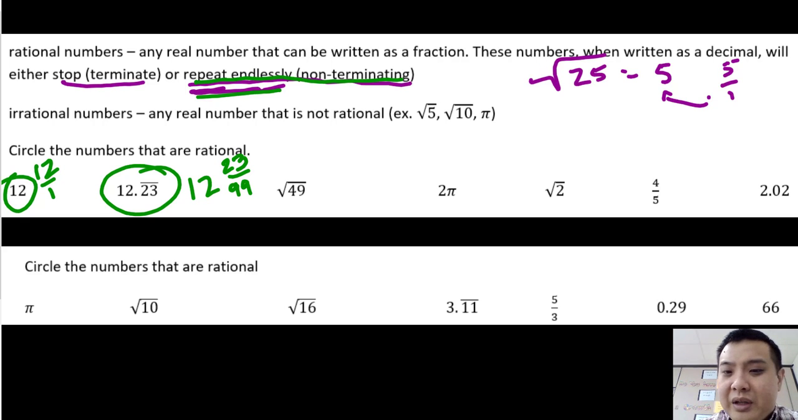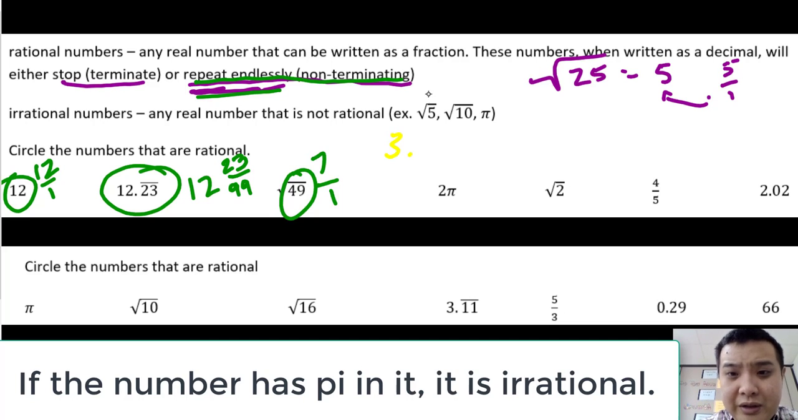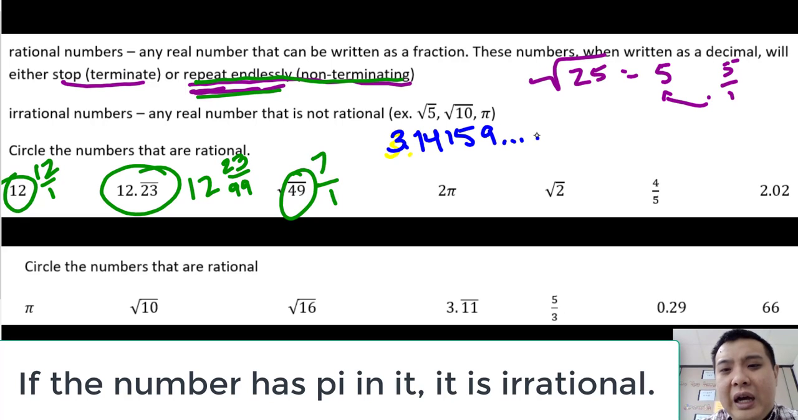Here, square root of 49. We know that to be 7, and 7 can be written as a fraction, 7 over 1. So that is rational. Unfortunately, 2 pi is not, because pi, remember, is 3.14159, etc. It goes on and on, but does not repeat. So therefore, this is irrational.